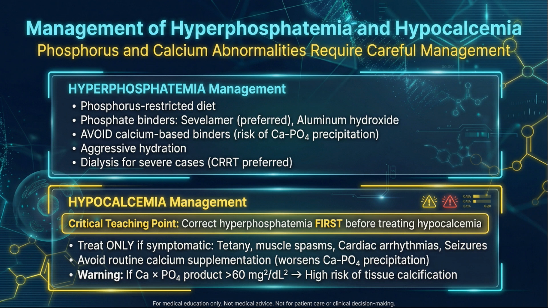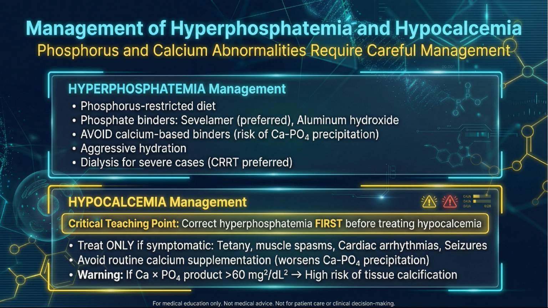Sevelamer is often preferred. Aluminum hydroxide can be used, but only for a short duration. It is critical to avoid calcium-based binders, as this increases the calcium phosphate product and the risk of precipitation. Aggressive hydration helps with renal excretion, but for severe or refractory cases, dialysis is required, with continuous renal replacement therapy, or CRRT, being the preferred modality.